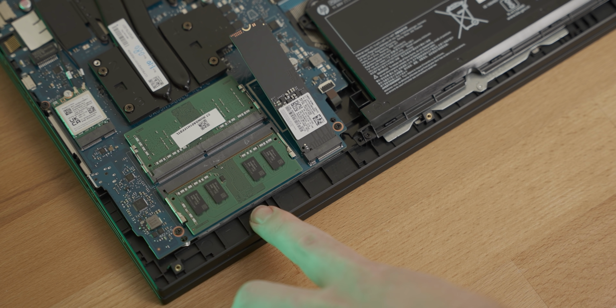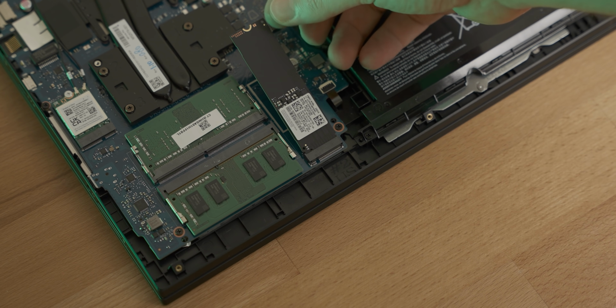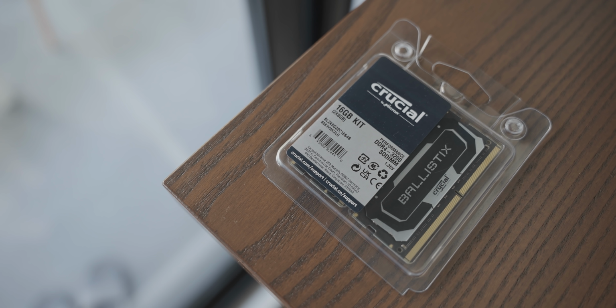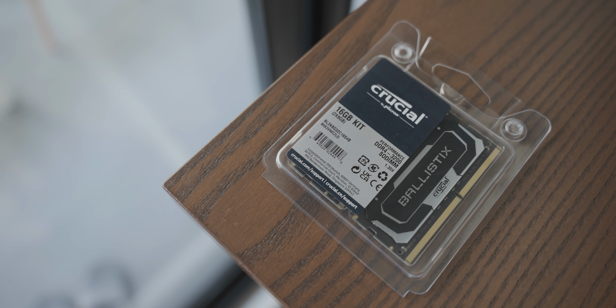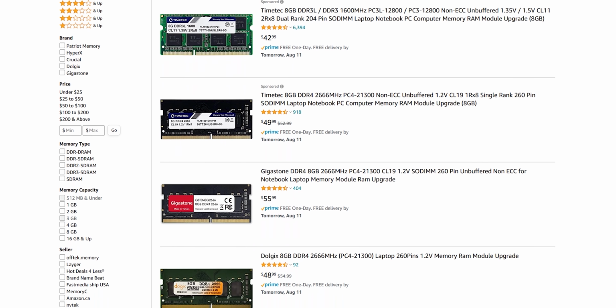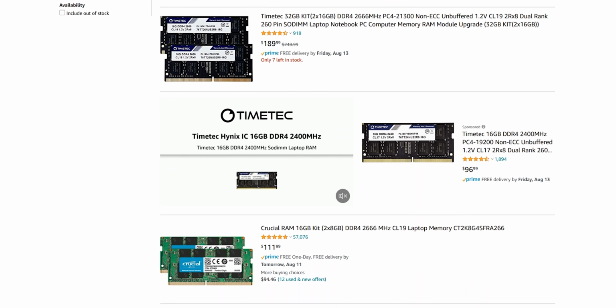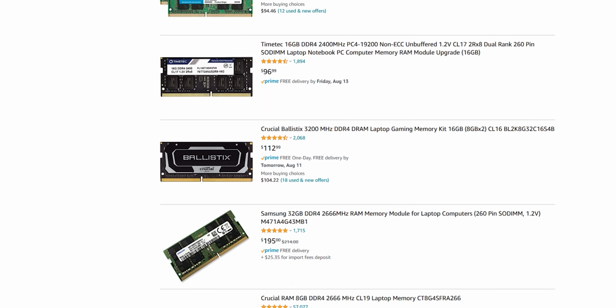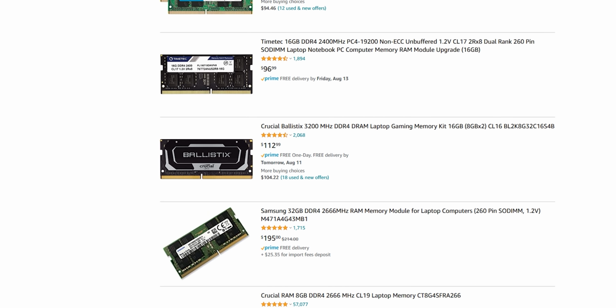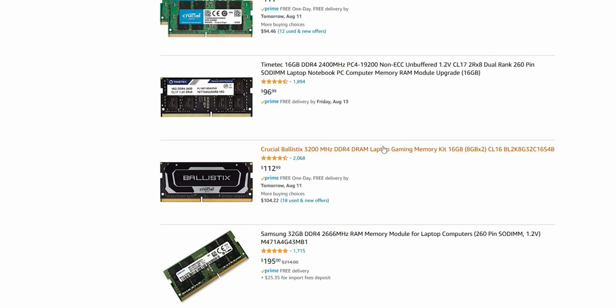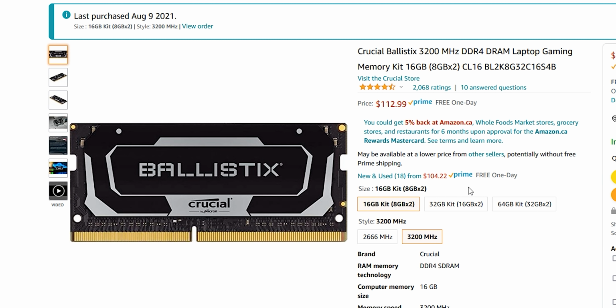And then finally, let's replace that 8GB kit running at 3200 MHz with a 16GB kit running at 3200 MHz. Well, I tried. I went and bought a 16GB kit that's rated for 3200 MHz, something that's relatively rare for laptop RAM. Well, I just found out that the Crucial Ballistix kit that I bought that says it's specifically rated for 3200 MHz actually isn't.